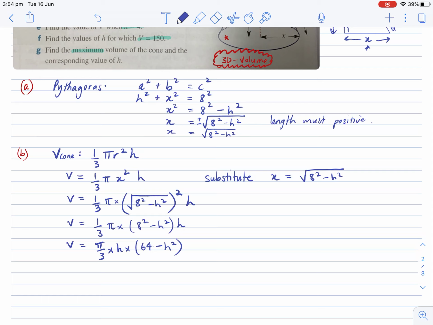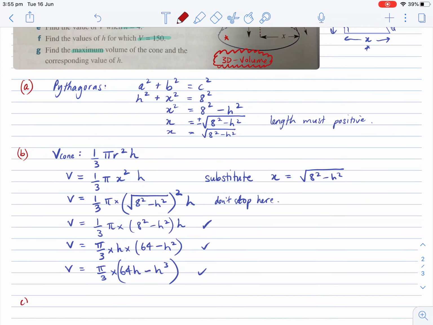So I could stop here if I wanted, but just to help you see that it's a cubic, I'm actually going to go a little bit further and make that times 64h minus h cubed. And I can write my expression like that if you like. Doesn't really matter. I could keep expanding if I wanted. I could have stopped up the top here, but you could stop at any one of these points here.